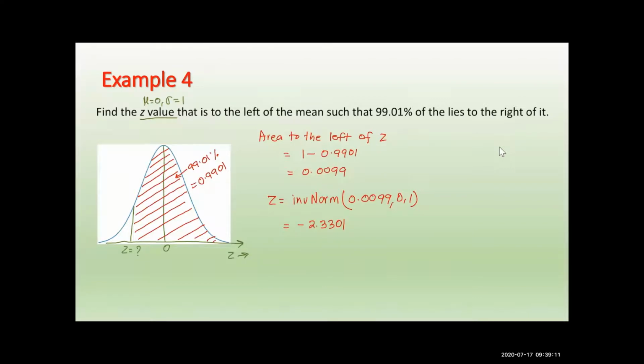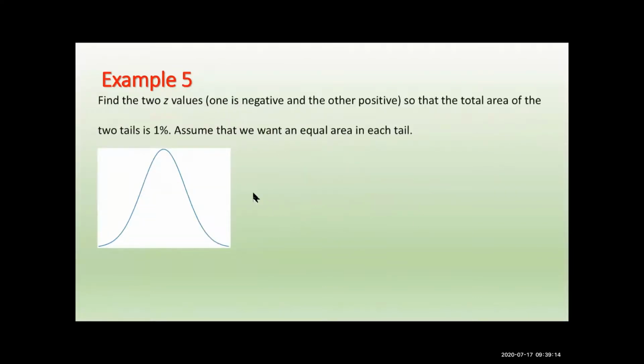Okay, we'll go to the next example, example 5. Let's find out what is here in this example. We have to find the two z values. One is negative and the other is positive. So here we are looking for two z-scores, one positive, one negative, so that the total area of the two tails is 1%. Assume that we want equal area in each tail. So when I say tail, this area on the left end and area on the right end, that is the tail area.